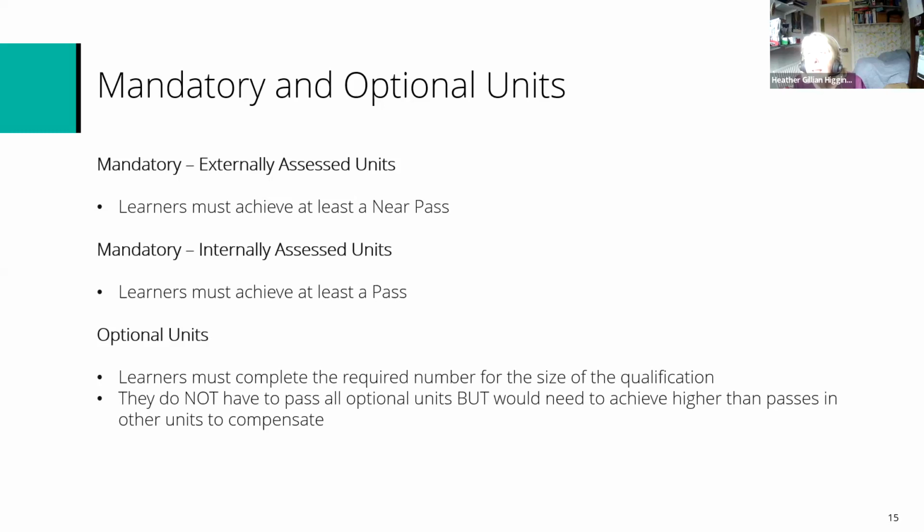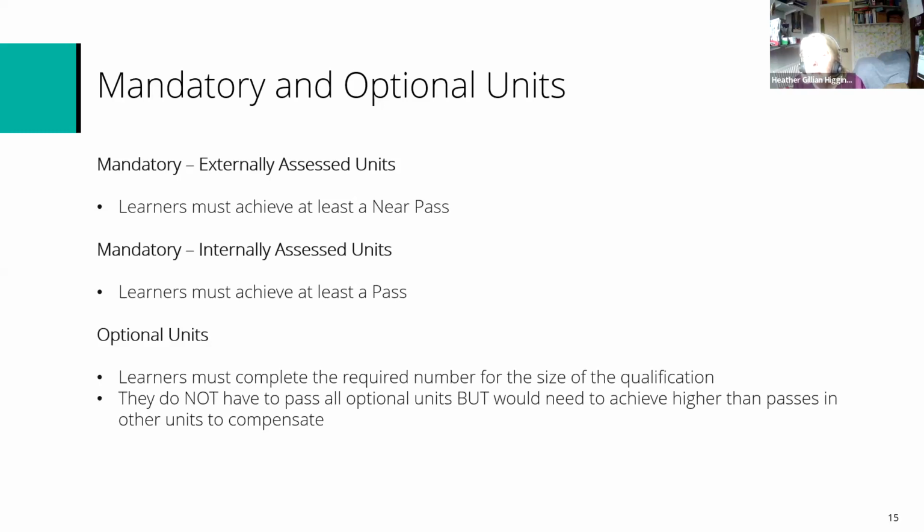Mandatory internally assessed units, learners must achieve at least a pass. Now, we'll talk more about resubmissions later, but just to say at the moment, if learners miss a couple of passes, you can give them a retake. You would not write another task just for those two pass criteria, and they can have another go at the retake. Otherwise, I'm afraid they don't pass.